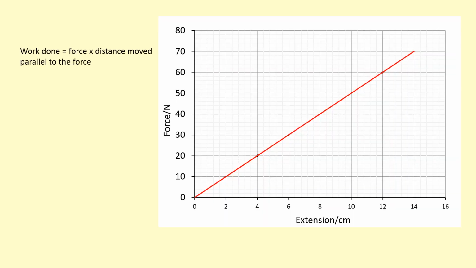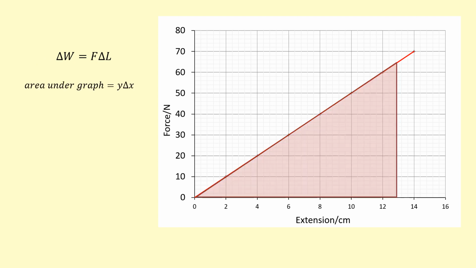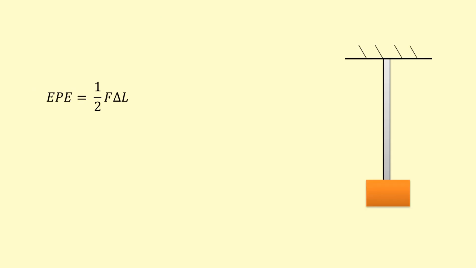And because work done is force times distance moved parallel to force, in other words, force times extension, I can get the work done, or the elastic potential energy stored, by calculating the area under this graph, which gives me this equation for elastic potential energy stored when you stretch the spring. Okay, so this equation for elastic potential energy is useful when you have the force and the extension.